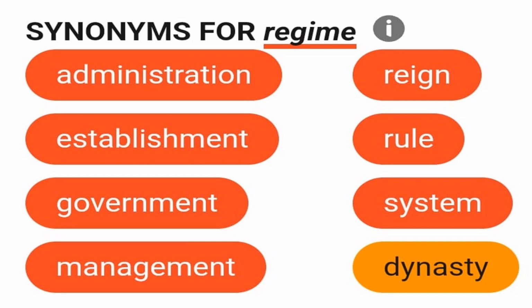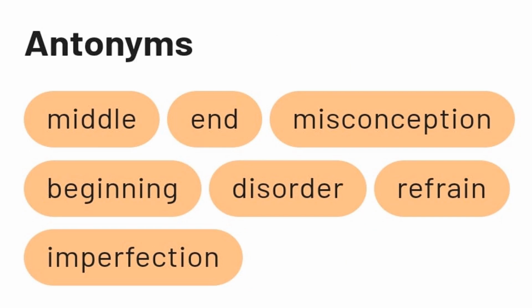The synonyms for the word resume are administration, establishment, government, management, reign, rule, system, dynasty. Each and every one of these words more or less means to rule. So, these words become the synonyms of the word resume. We have understood the synonyms of the word resume. Now, what are the antonyms of the word resume?